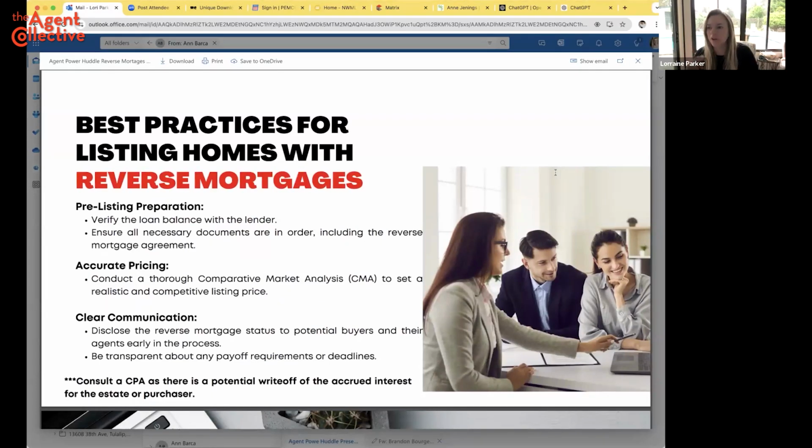Verify the loan balance with the lender. Now, you have to get a third-party authorization to do that, or have escrow do that. Usually when you're selling a reverse, the owner has passed away, right? I don't know how to say that in a nice way, but that's usually what you're dealing with. So you need the power of attorney. If they went into assisted living, they're going to have a power of attorney. If they passed away, there's going to be an executor or executrix, and you're going to have them get you that loan balance to make sure that all the documents are in order.